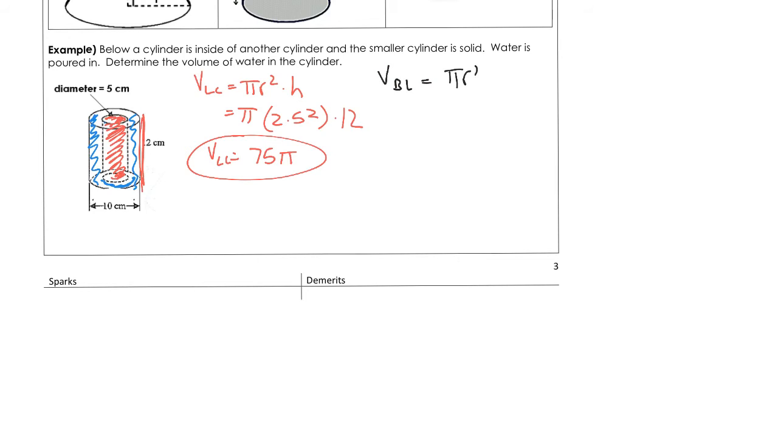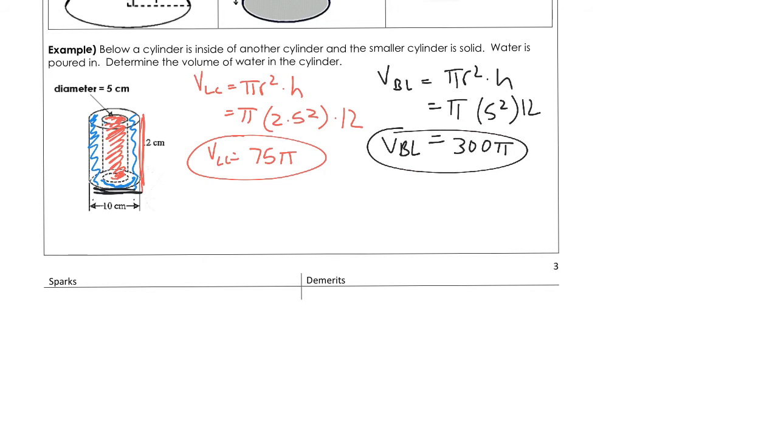Same thing, it's still going to be pi r squared times the height. It's a cylinder. So pi, the radius of the big cylinder, I see the diameter is 10, so my radius is 5. And the height is still 12. So 25 times 12 is 300 pi. So the big cylinder could hold 300 pi. But there's that middle piece that's taking up space and that's solid. So the water can't go in there.